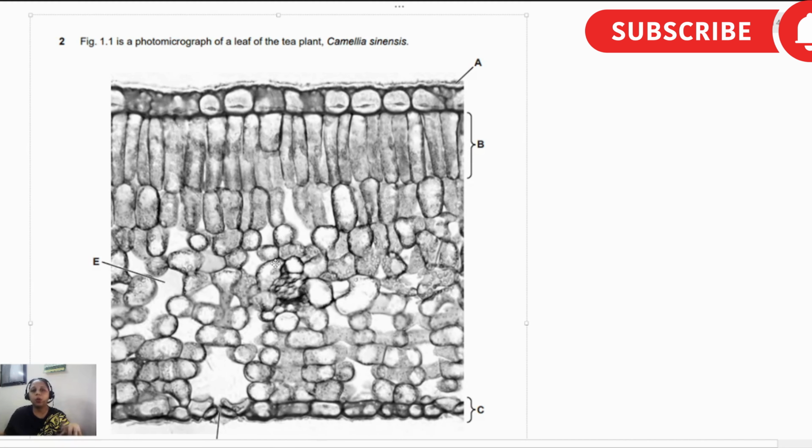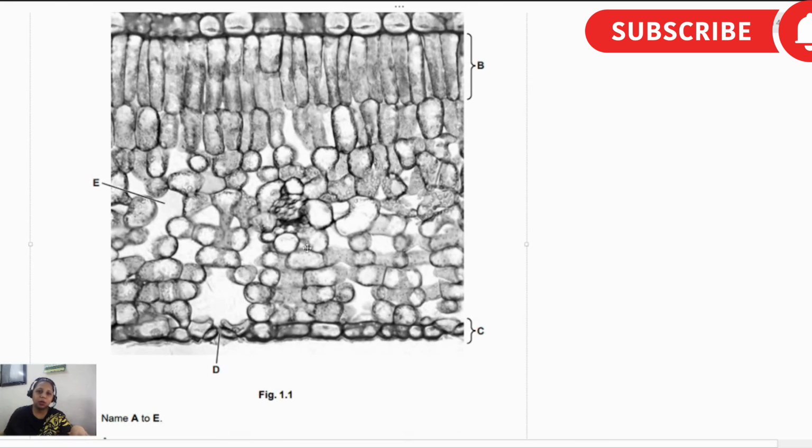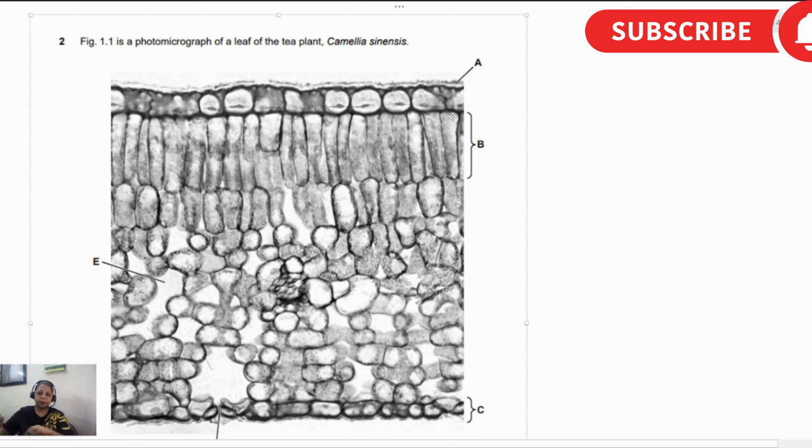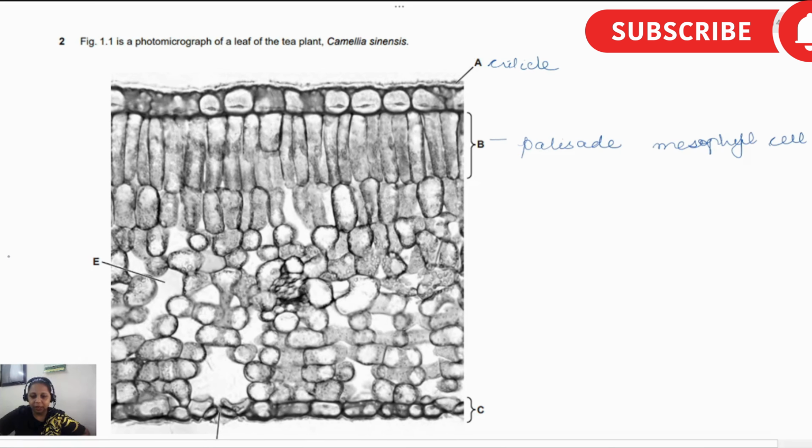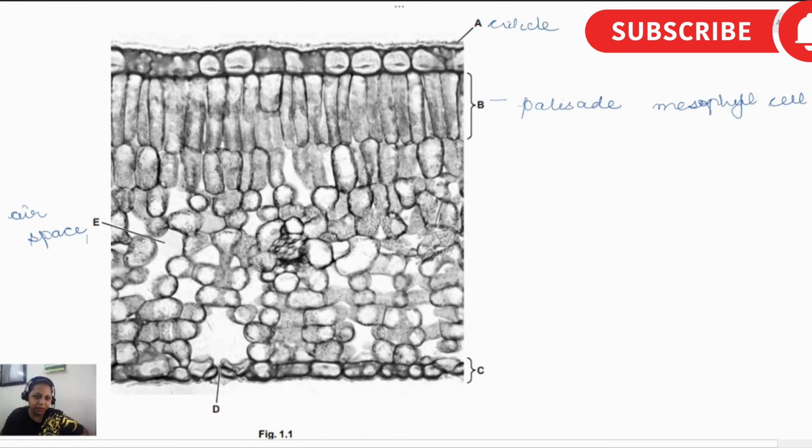Question number two: figure 1.1 is a photomicrograph of a leaf of a tea plant. So you have to tell what these parts are. What is A? That's the cuticle. What is B? Palisade mesophyll cells. What is E? What is this gap called? Air space. These are air spaces where evaporation takes place. We have done this already in transpiration: transpiration doesn't happen over here, but the evaporation does.